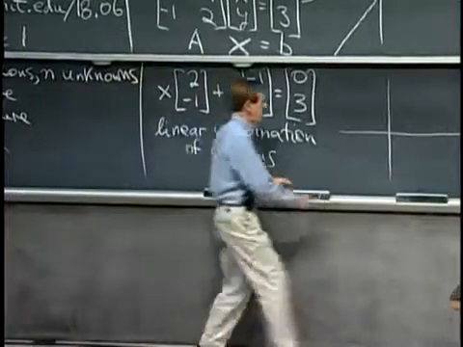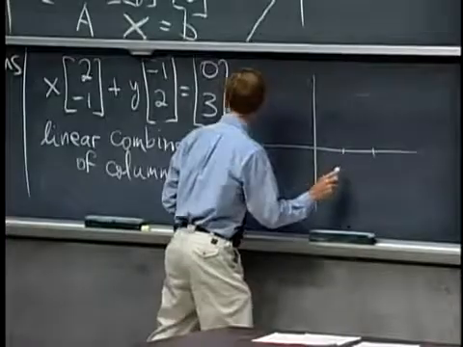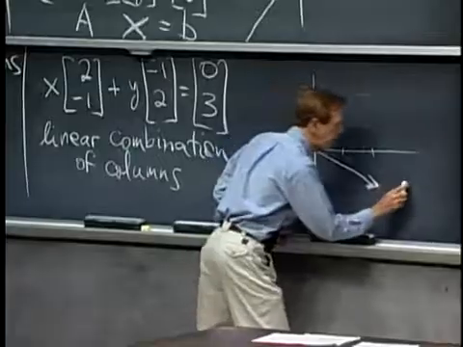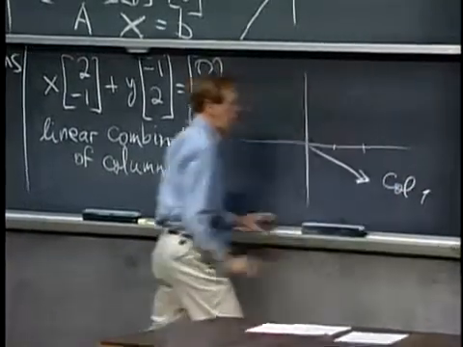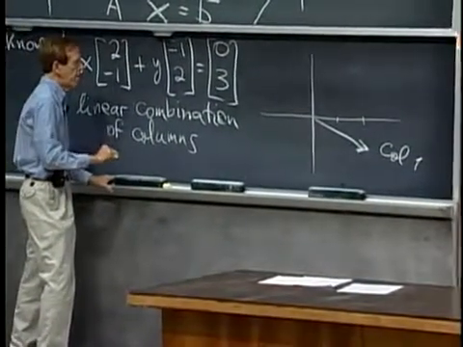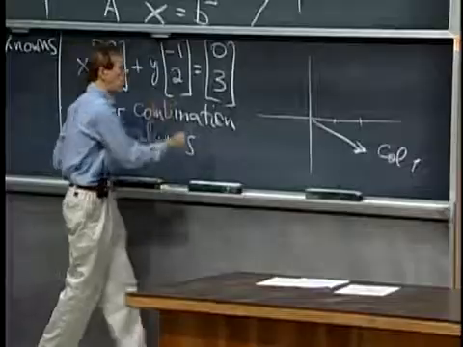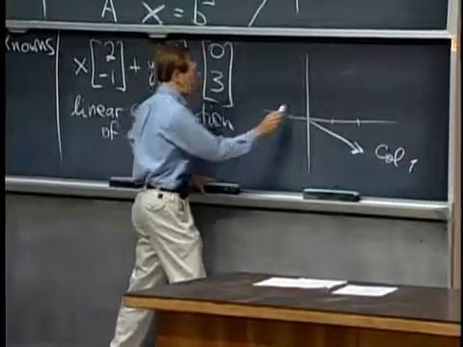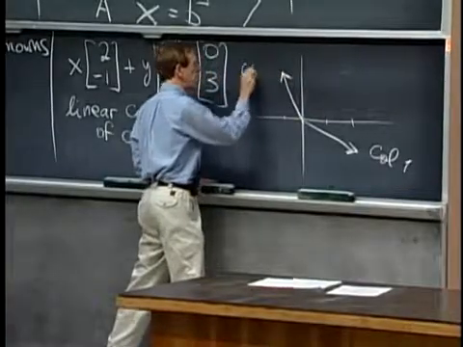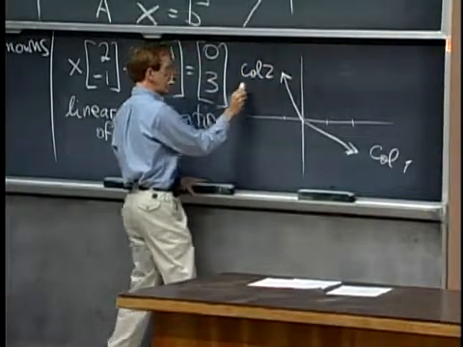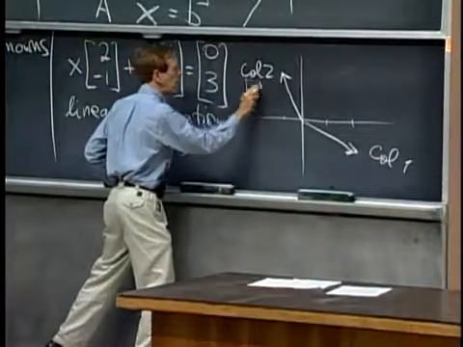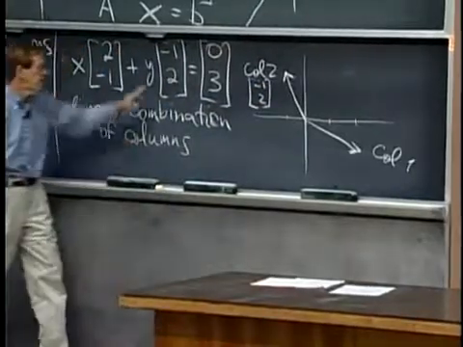So the first column is over 2 and down 1, right? So there's the first column. The first column, column 1. It's the vector 2 minus 1. The second column is, let's see, I go over minus 1 is the first component and up 2. It's here. There's column 2. So this, again, you see what its components are. Its components are minus 1, 2. Good. That's this guy.